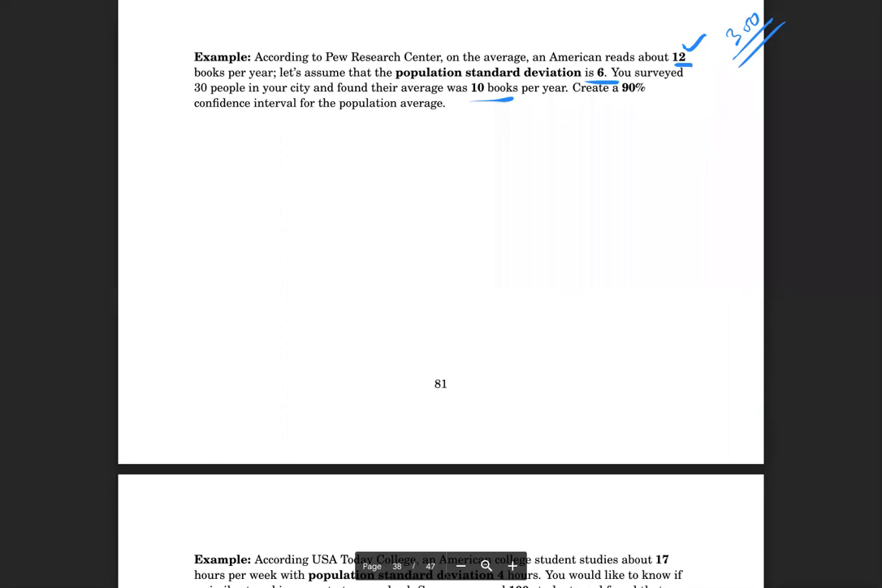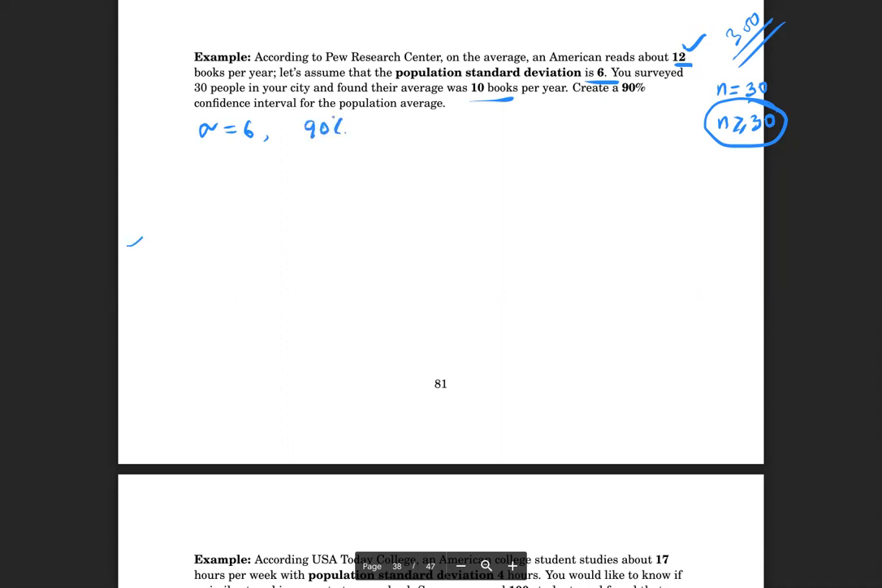So sigma, we know, and our sample size n is equal to 30, which is of course greater than or equal to 30, so we can make the assumption. For each of these problems, you have to make the assumption that the sampling distribution is bell-shaped, and we can use the conclusions of the central limit theorem. All of these problems are designed in such a way that the sample size is greater than or equal to 30. And sigma is equal to 6, and we are doing a 90% confidence level.